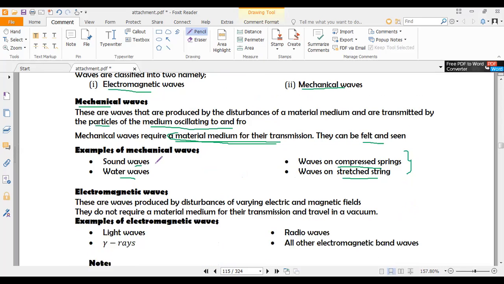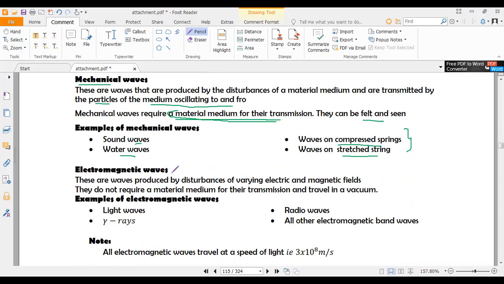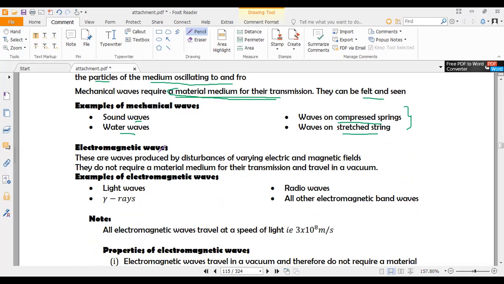If you look at the other classification of waves, electromagnetic waves are basically produced by disturbances which vary electric and magnetic fields. Varying electric and magnetic fields produce what we call electromagnetic waves. They do not require a material medium to be transmitted, meaning that they can travel through a vacuum. Examples of electromagnetic waves are light waves, gamma rays, radio waves, and all other waves in the electromagnetic spectrum.